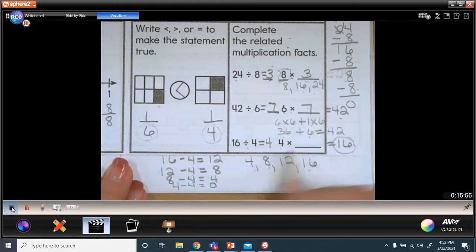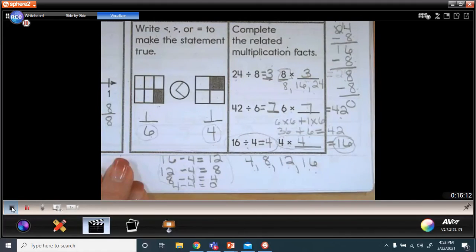4 groups of 4 is going to give me 16. So I could use repeated subtraction with the division, or I could skip count up to 16 and use my multiplication. But either way, I'm able to find my missing factor by looking for my quotient here.